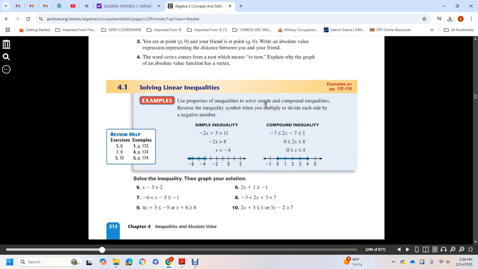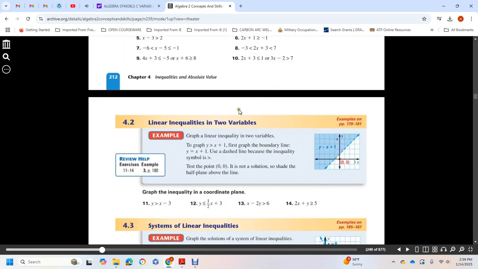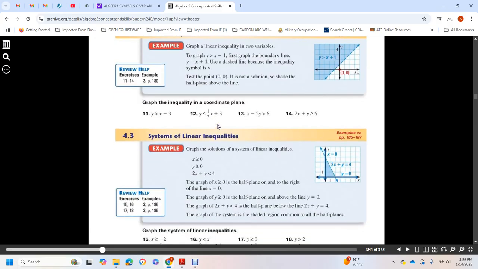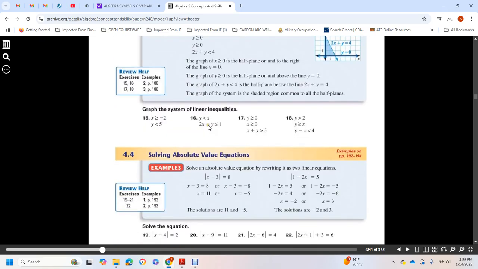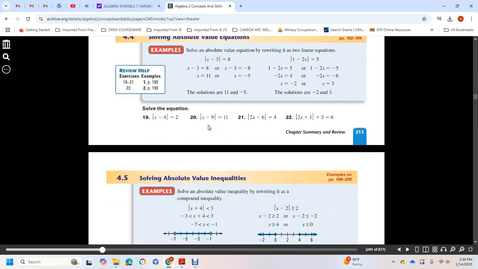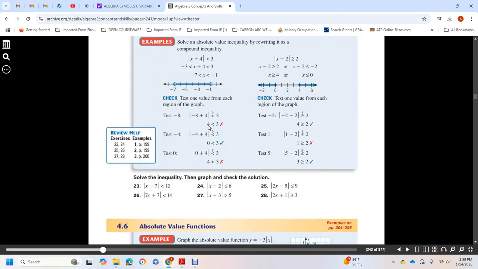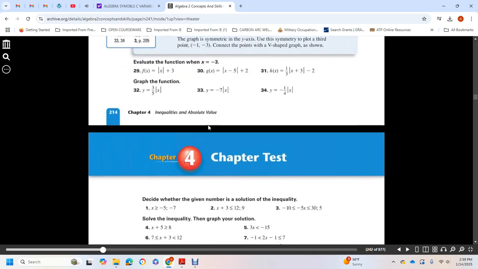4.1 was solving linear inequalities. 4.2 was solving linear inequalities with two variables. 4.3 was systems of linear inequalities. 4.4 was solving absolute value equations. 4.5 was solving absolute value inequalities. 4.6 was absolute value functions.